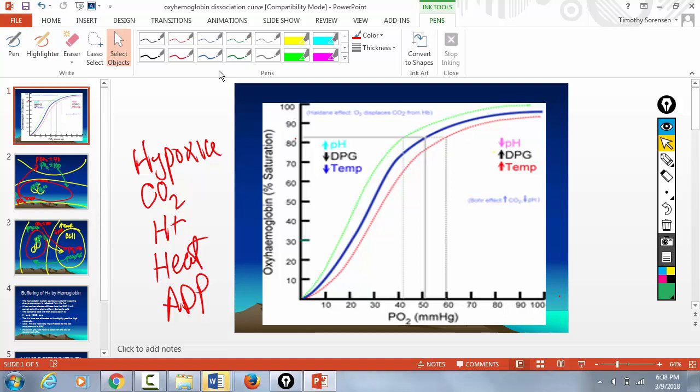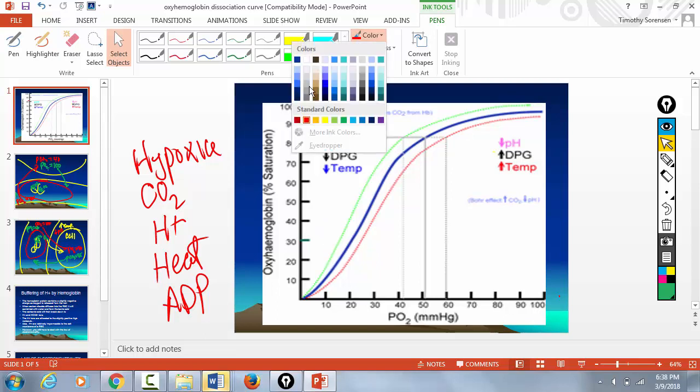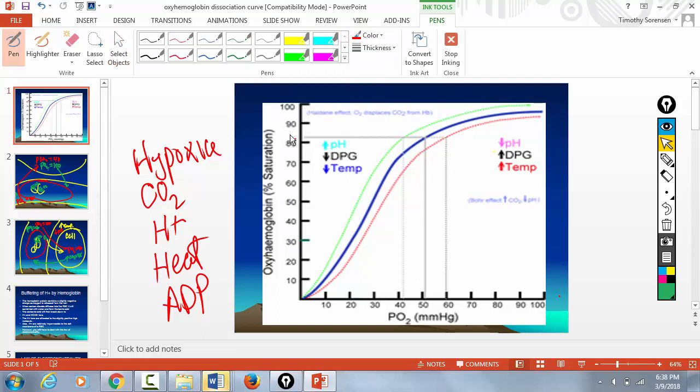One of the things you're going to have to learn in clinical, and you're just going to have to learn this, that's just the way it is. What they do is they talk about right shifts and left shifts in the oxyhemoglobin dissociation curve. I know. The words themselves probably scare you, right?